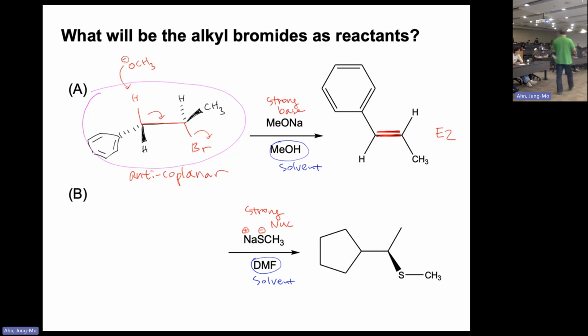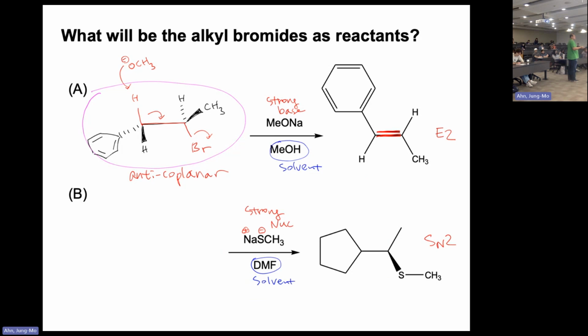Remember that polar aprotic solvents are good for SN2 reactions. DMF is one of those. The structure of DMF, you probably have to draw it like this. That's a solvent. That is not going to be doing any reaction. Don't be fooled by that. So the strong nucleophile is the sulfur with a negative charge.